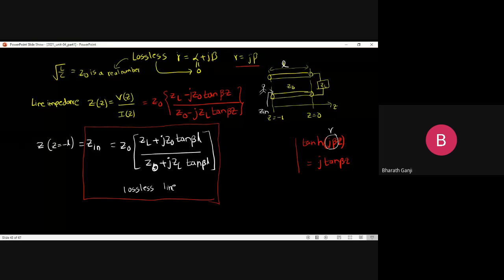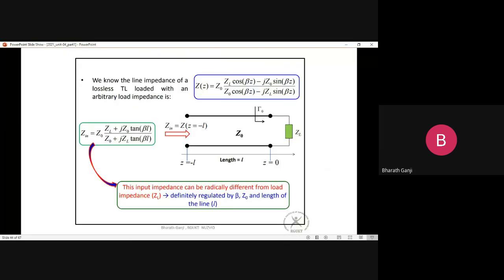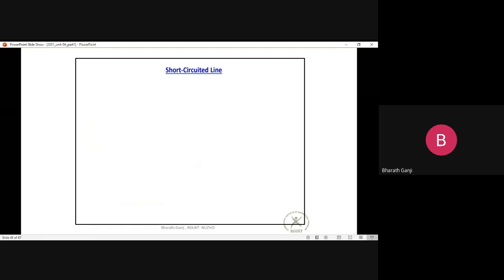Okay. So this is what we have. Your input impedance is given as Zin is equal to Z naught into ZL plus JZ naught tan beta L divided by Z naught plus JZL tan beta L. So let us first take a scenario here. A very interesting scenario. Say we have a transmission line of some length L, and the wire is short circuited. My question is, what will be the input impedance if I look into these terminals?